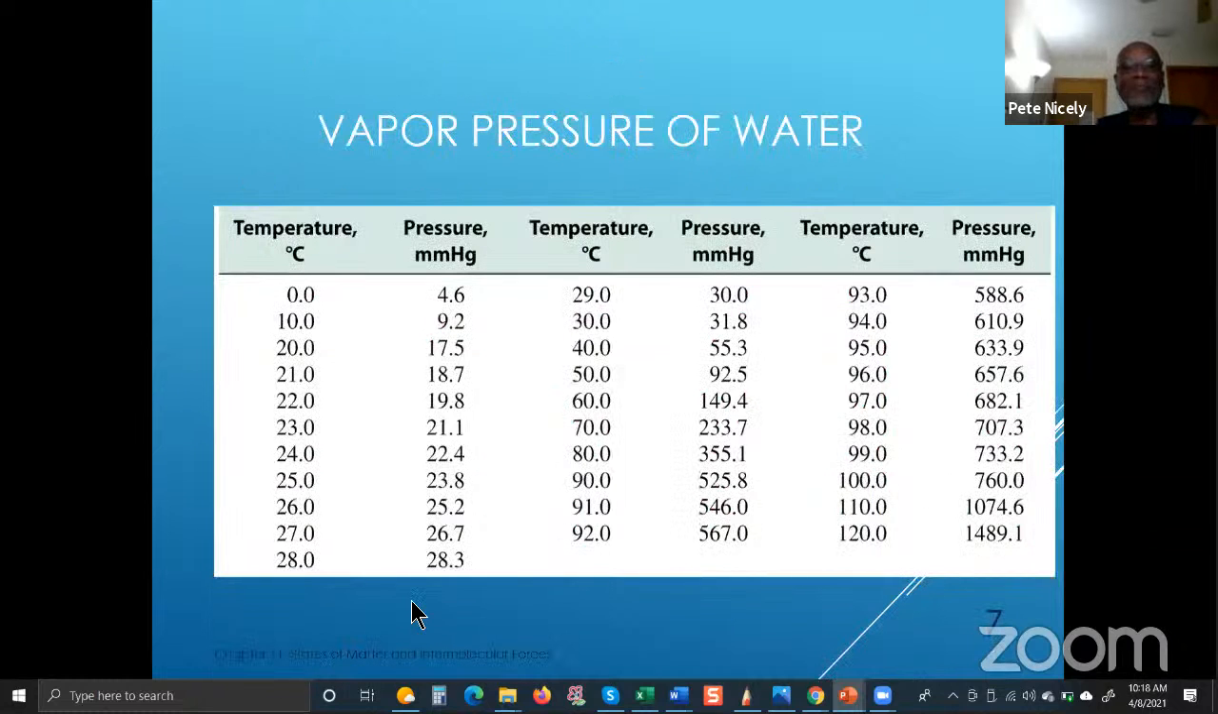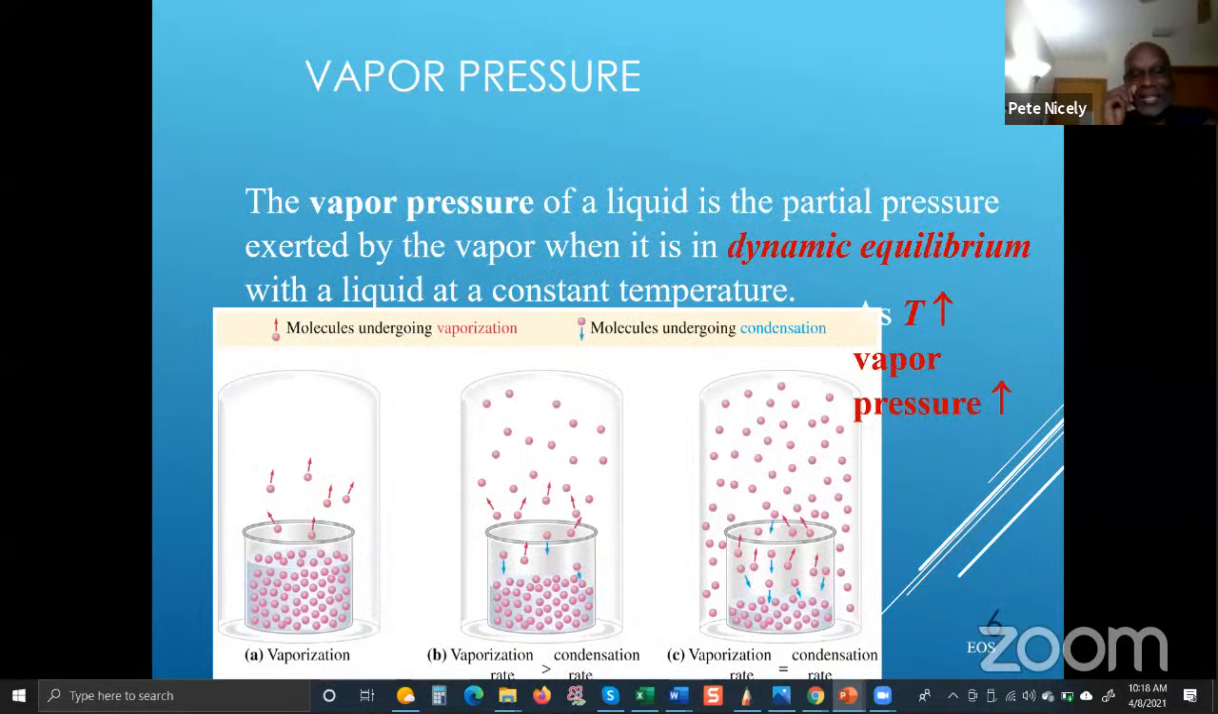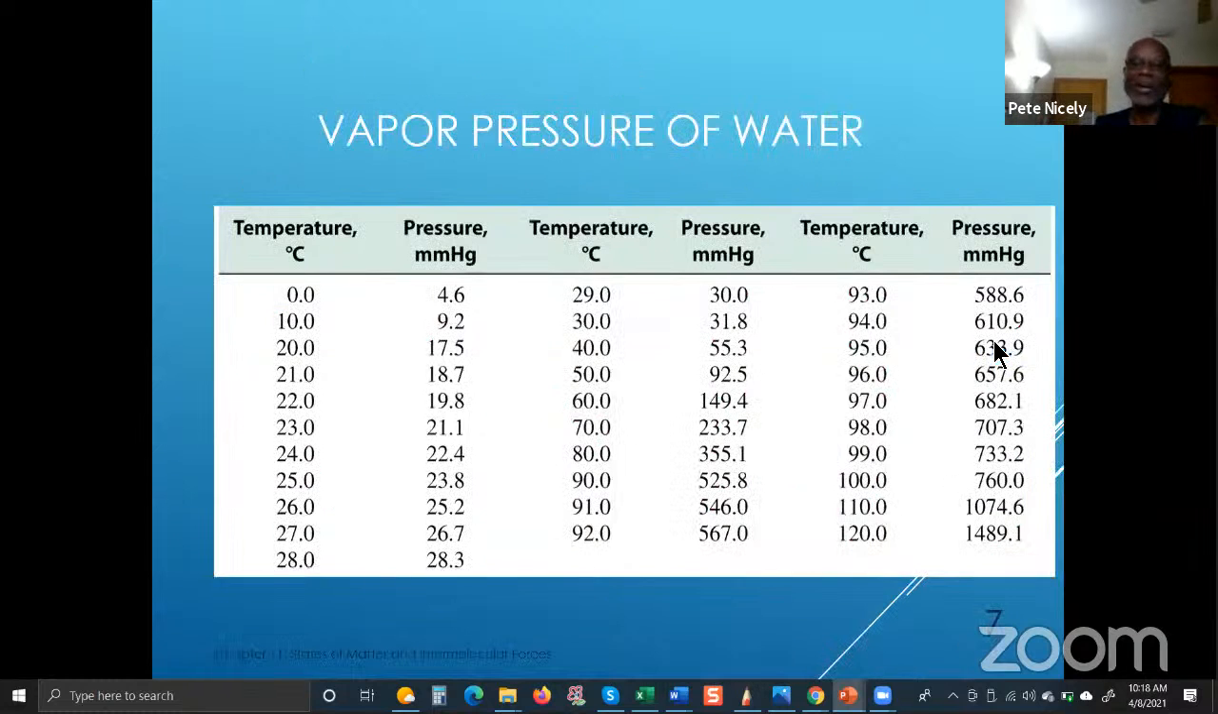Okay, and what you see here is a table of the vapor pressure of water at different temperatures. Let me go back here to explain that, because I skipped it, so let me make a point of it now. If you increase the temperature of the liquid, then you're going to move more molecules into the vapor state, and therefore the amount of vapor here would increase, and therefore the vapor pressure would increase. So the higher the temperature, the greater the vapor pressure. And that's what this table is all about. And this is in reference to water.